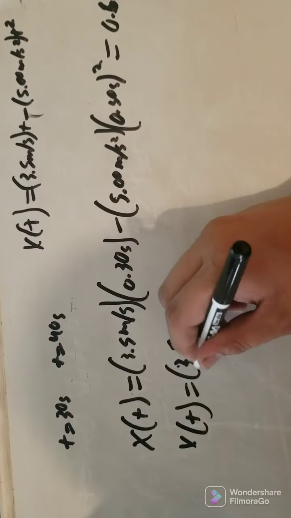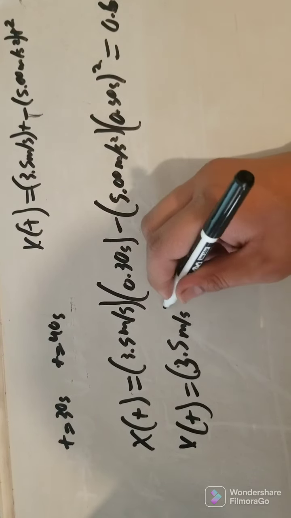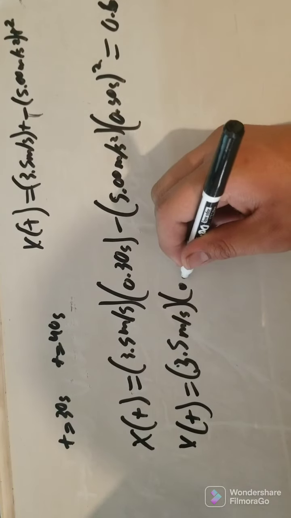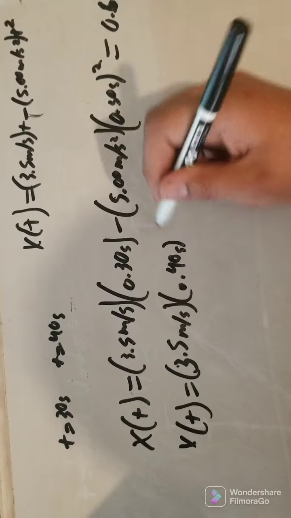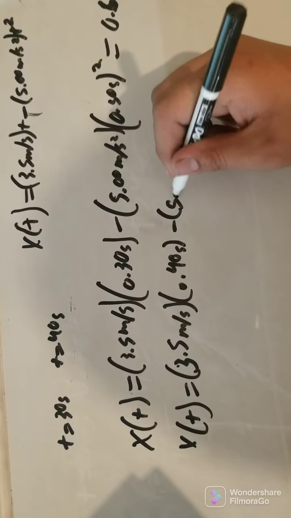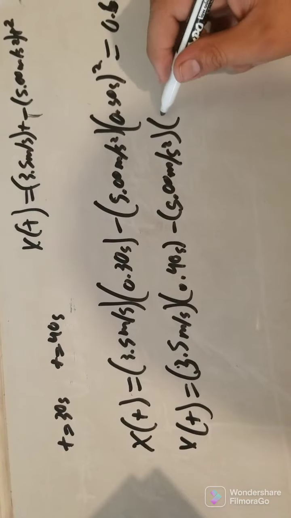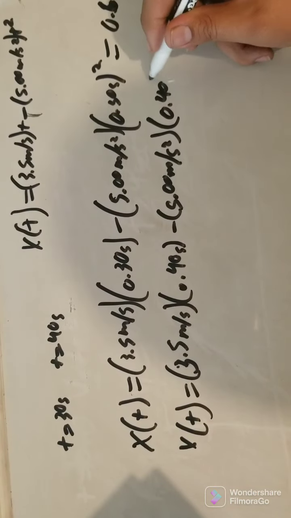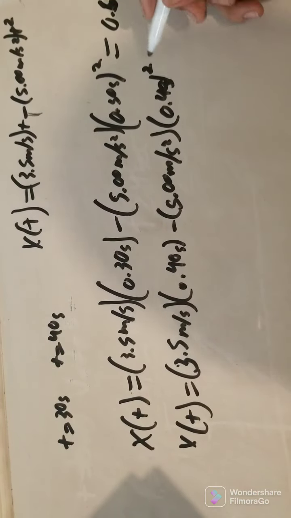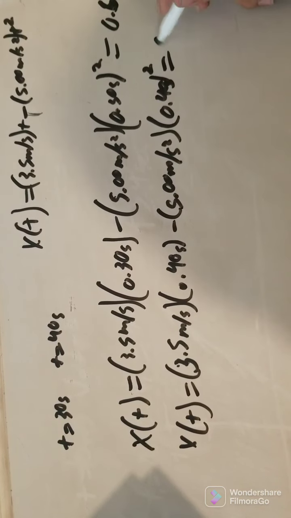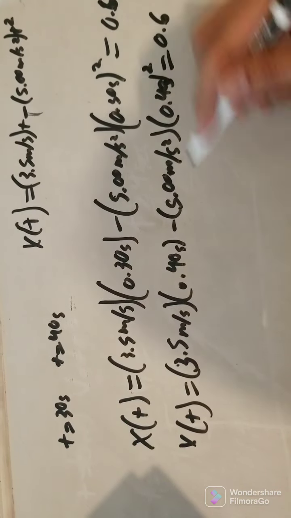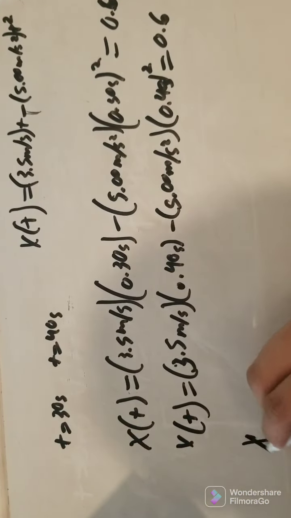Now for the 40, x of t is equal to 3.5 meters a second times 0.40 seconds minus 5.00 meters a second squared times 0.40 seconds squared, which is again also equal to 0.6.